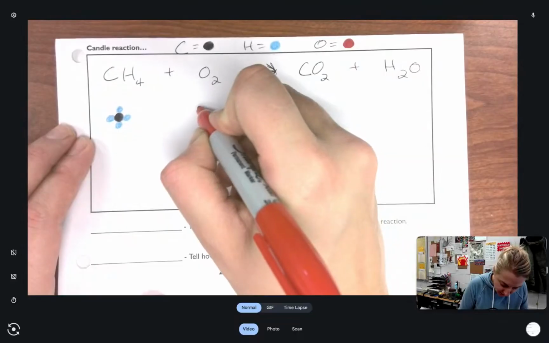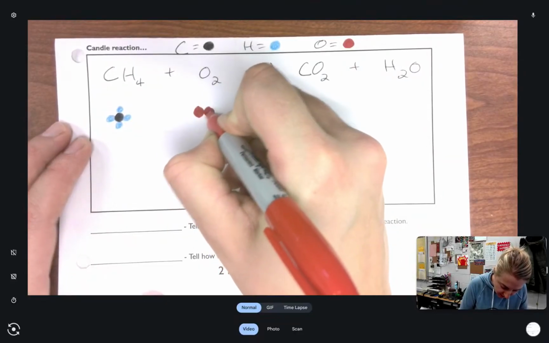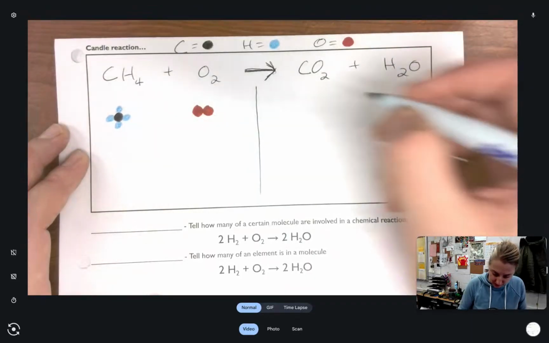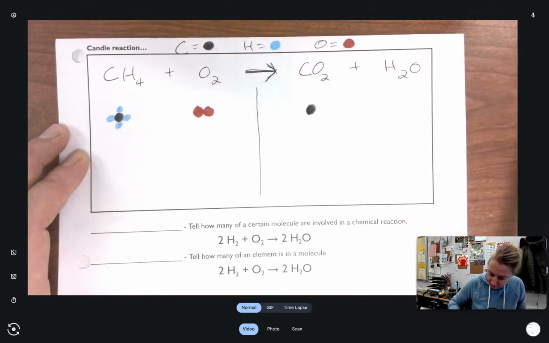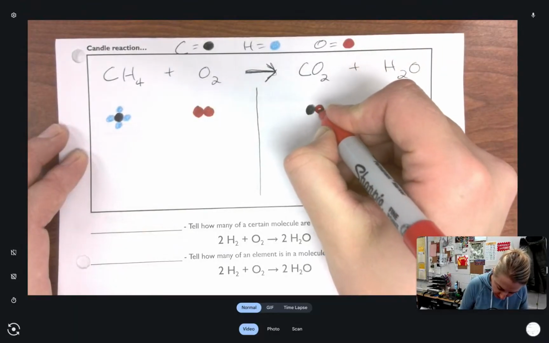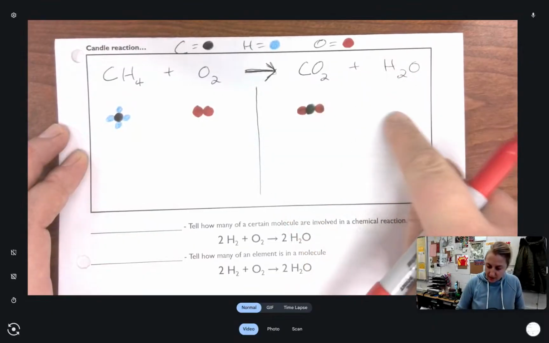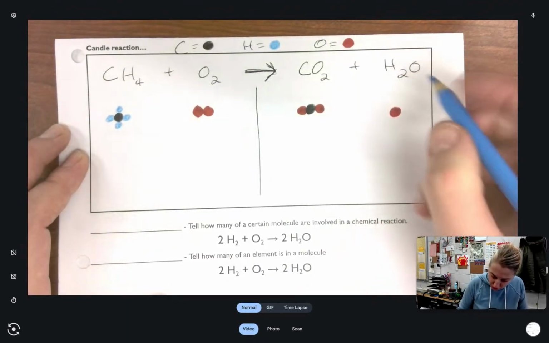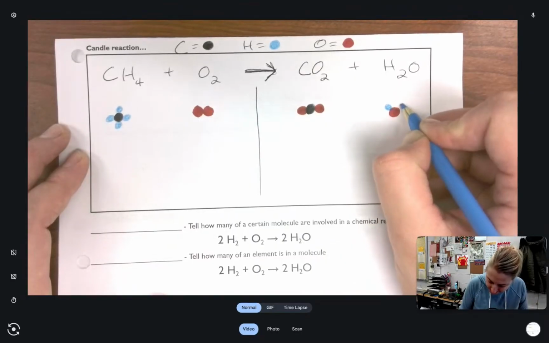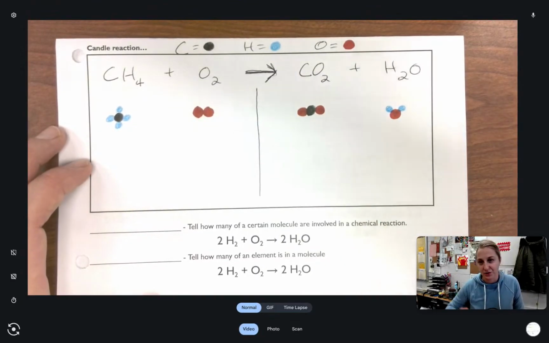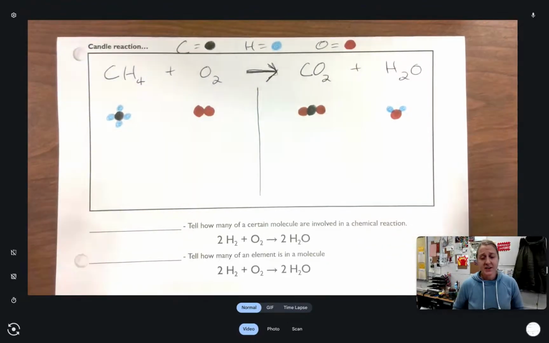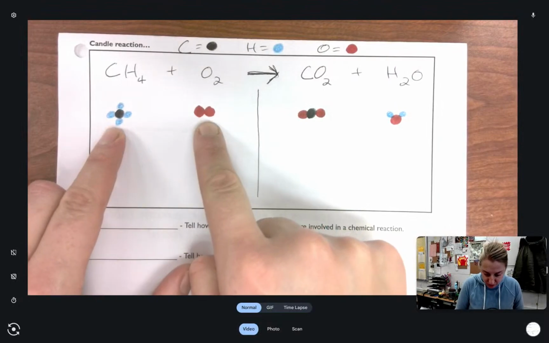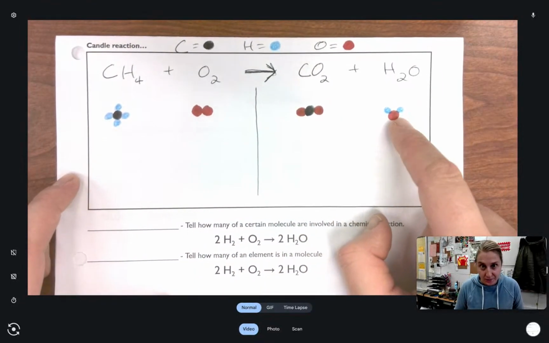O2 is going to be 2 oxygens stuck together, and I'm using red because I said oxygen was red. CO2 here is going to be 1 atom of carbon with 2 atoms of oxygen, 1 on each side. And then H2O is going to be 1 atom of oxygen with 2 hydrogens attached to it. Kind of looks like Mickey Mouse, so that's why I draw it like that. It's in that sort of V shape. Great. So this is what our chemical equation says now. I have a CH4 plus an O2 becoming a CO2 and an H2O.